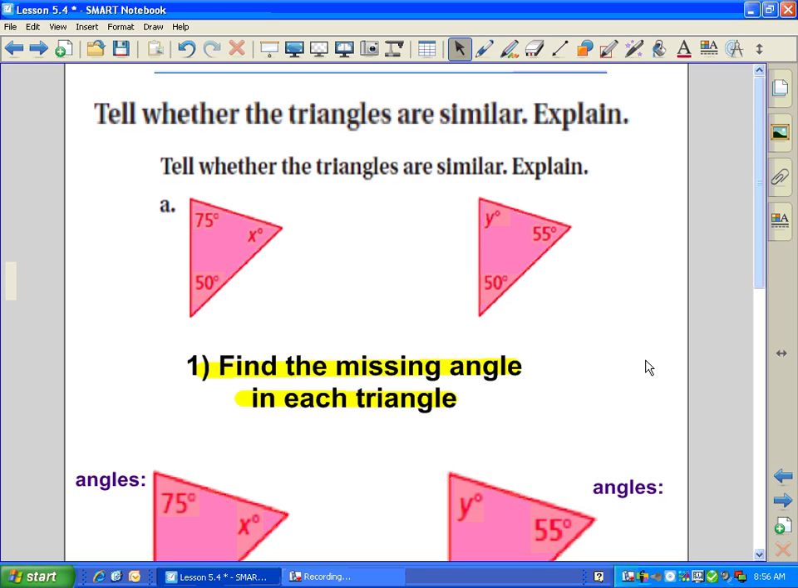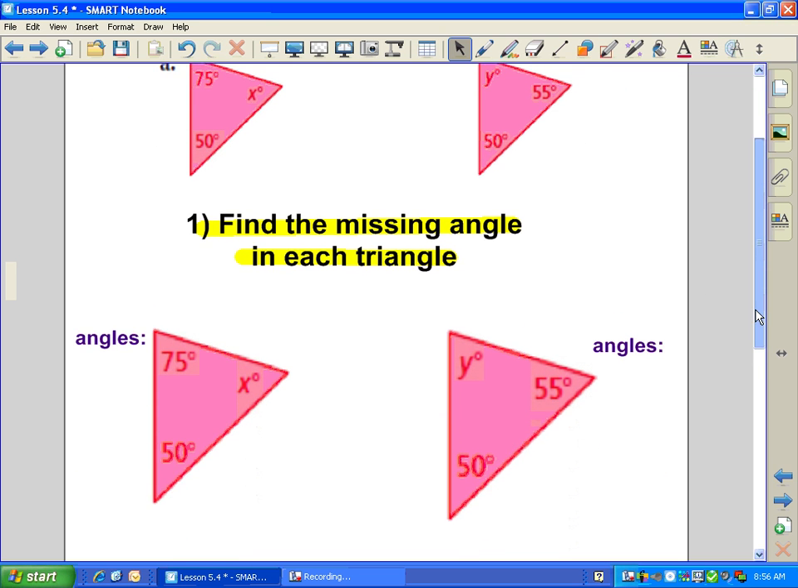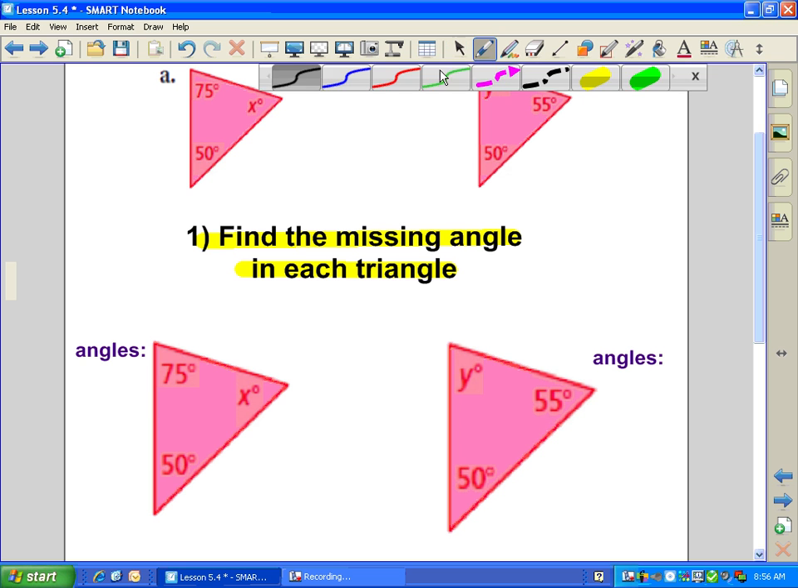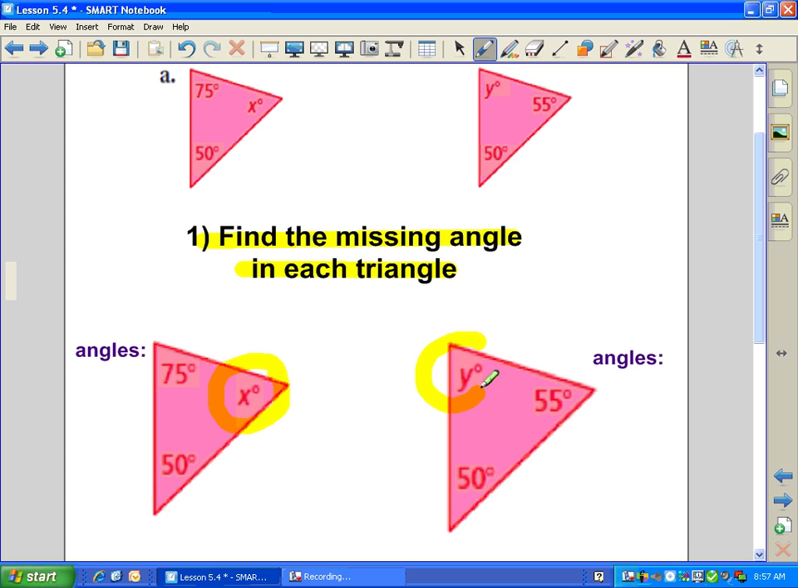Take a look at this example with me, guys. We want to know whether these triangles are similar. My first suggestion is that you find the missing angle in each triangle. So for this triangle, I'm going to solve for x. In this triangle, I'm going to solve for y.